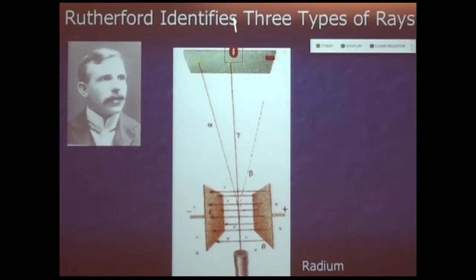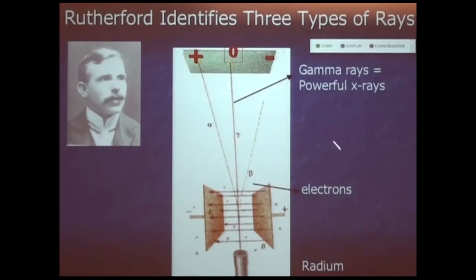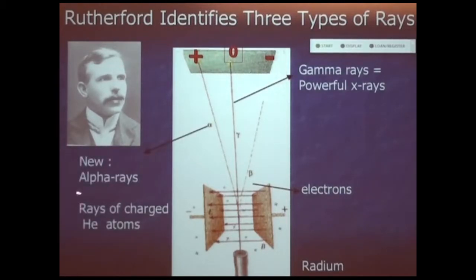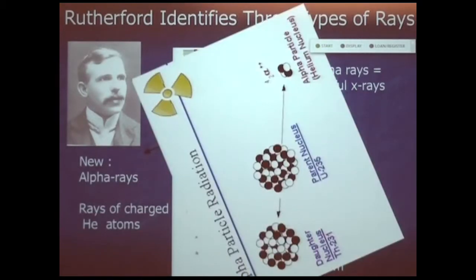One has zero charge, so it was not deflected by a plate of charge. This was the same as X-rays, which we also call gamma rays because they're more powerful. And the other one was a brand new discovery. He found positively charged particles coming out of the radium. These positively charged particles he identified later on to be actually the nucleus of the helium atom.